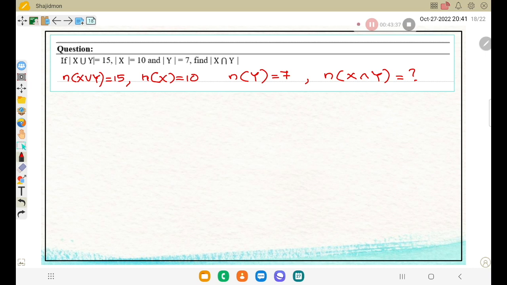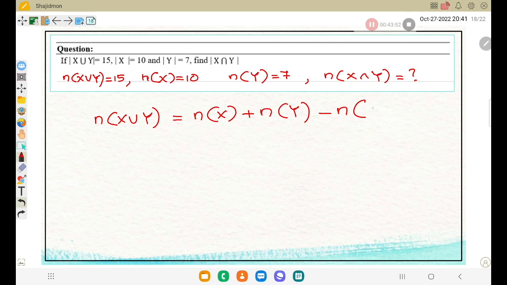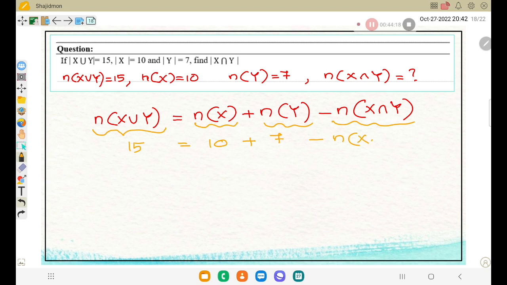Okay, so for that we studied one rule. You remember, the relation connecting intersection and union. Number of elements of x union y equal to number of elements of x plus number of elements of y minus number of elements of x intersection y, correct? Just apply whatever numbers are given in the question. Number of x union y means 15 equals number of elements of x means 10, plus number of elements of y means 7, minus number of elements of x intersection y, which we need to calculate.